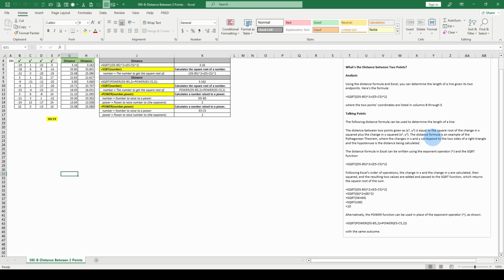The distance formula is an example of the Pythagorean theorem, where the changes in x and y correspond to the two sides of a right triangle, and the hypotenuse is the distance being calculated.